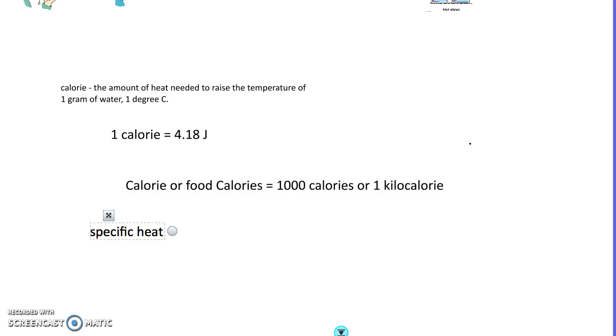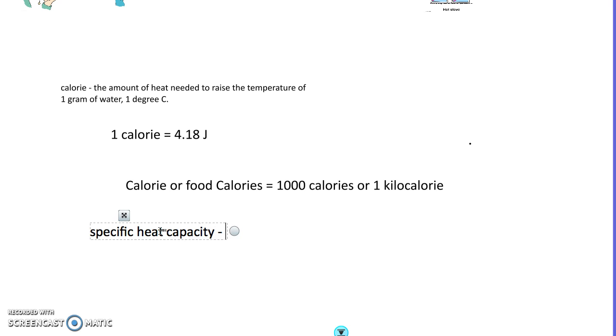All right, now another important characteristic when we're talking about heat is the specific heat of something, or the specific heat capacity is the official word for it. But sometimes we just say specific heat for one substance or another. Okay, but technically it's the specific heat capacity of a substance.